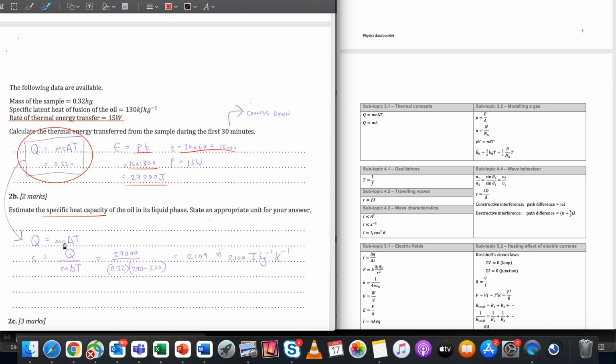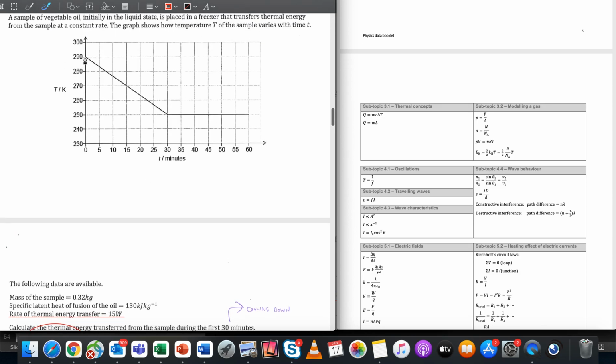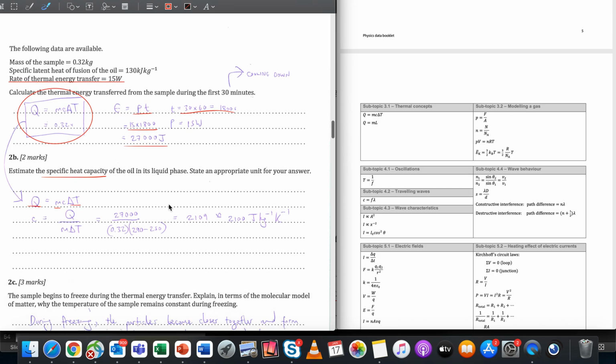Okay, we think about what we know here. We know the mass, which is 0.32 kilograms. We want to know c. We know Q, which was from the previous question, and we know delta T. We know delta T simply by looking at the graph, which is our 290 take away 250, which is going to be 40 Kelvin.